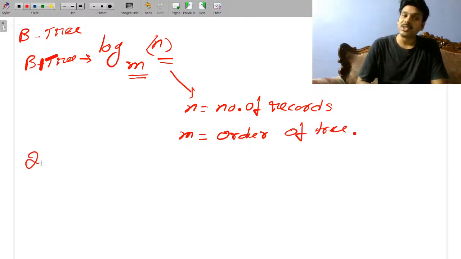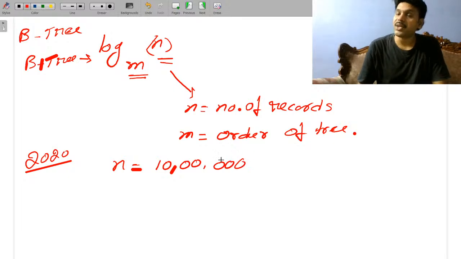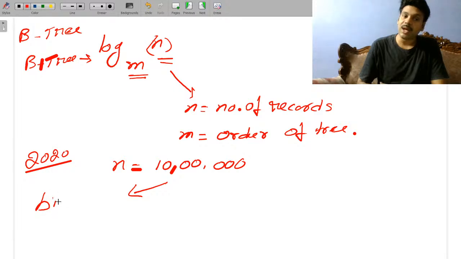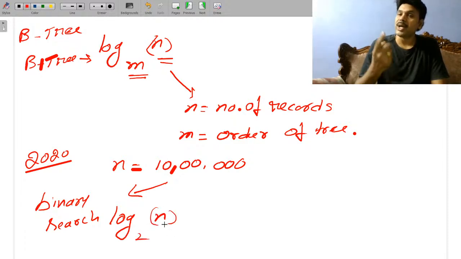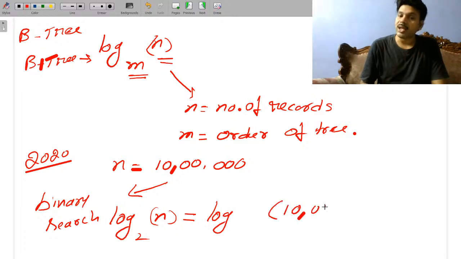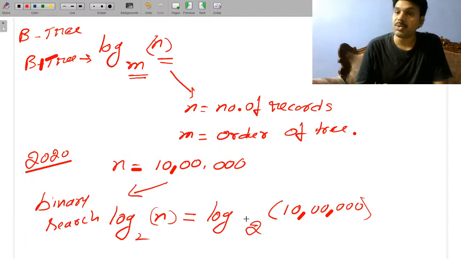For example, this is your 2020 GATE question. For example, n is equal to 10 lakh records, and I have to find a record. If I search individually, it is impossible; you would need to search 10 lakh times. That's why I am going for binary search. If I go for binary search, what will happen? As the name implies, binary is going to be in the form of log n base 2, because binary is nothing but two combinations. Then how are you going to search? Log of 10 lakh records with base 2. It takes much more time to get your data.